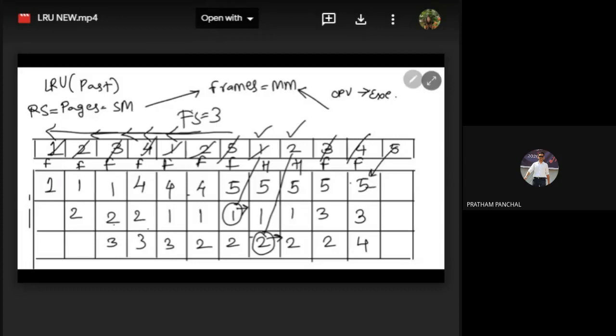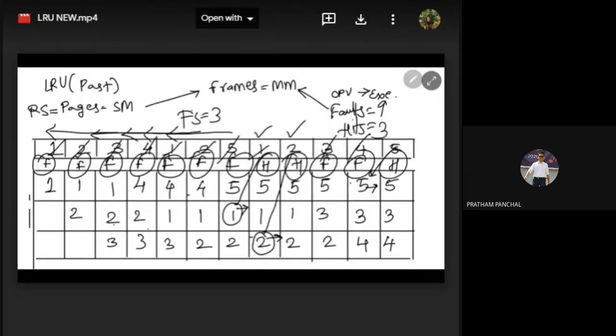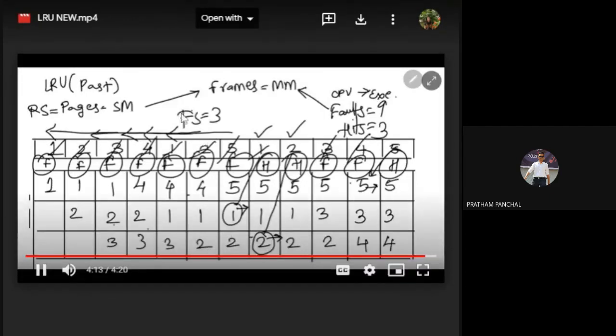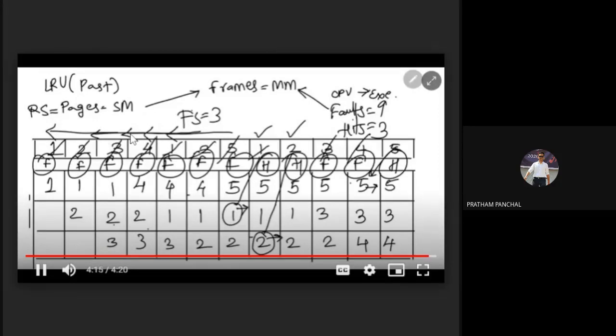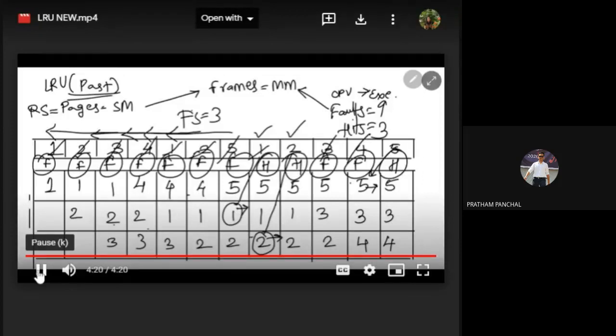Now since 5 is already in the memory, copy it as it is with all the other frames with a page hit. So now we count the total number of faults in LRU. So it is 1, 2, 3, 4, 5, 6, 7, 8 and 9, with how many hits? Hits is equal to 1, 2 and 3. So this is what is least recently used. The one which is not used recently or is being used very little in the past is to be replaced.